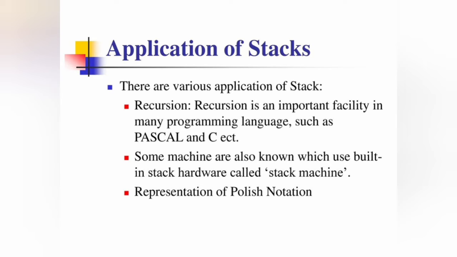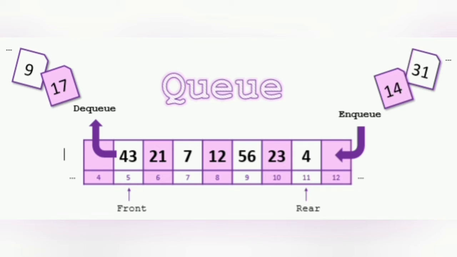Then let us see what is a queue. What are the specialties of queue? In this also we can add and remove the elements, but there is a little bit of difference in adding and removing elements from the queue. The main primary queue operations are Enqueue and Dequeue.